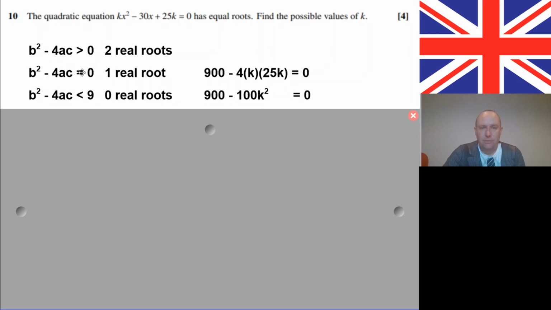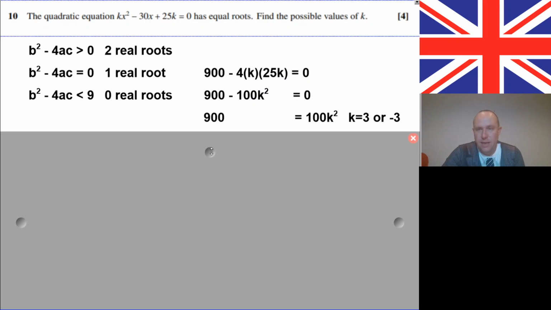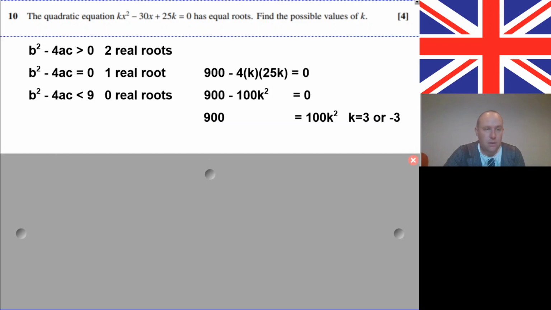We want to know when does the discriminant equal 0. So A is the number of x squareds, B is the number of x's, and C is this last term. So B squared is negative 30 squared, which is 900, minus 4 times A, which is the number of x squared, so k, times C, this term on the end, 25k, and it equals 0, so set it equal to 0. You can see I already simplified this first term, and then we just go ahead and solve. Add 100k squared to each side, divide both sides by 100, so k squared equals 9, and then once again don't forget plus or minus to find out the two values, 3 or negative 3.